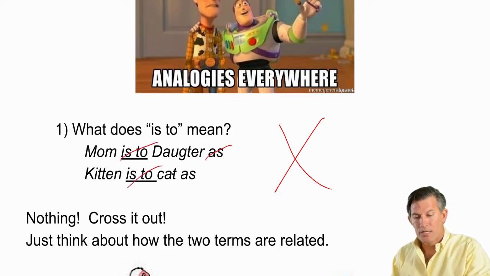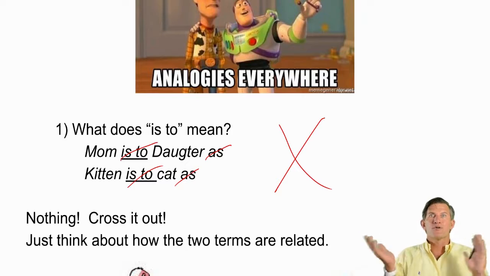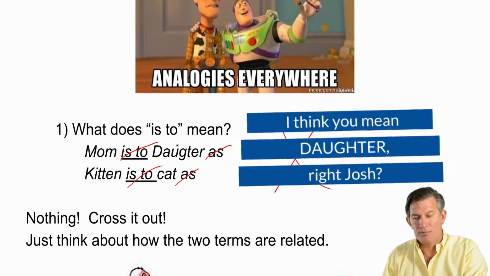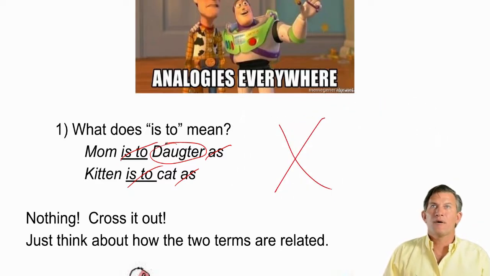Slash, slash, slash, slash. Now, what you want to do is just think about mom and daughter, daughter and mom. Did I misspell daughter? Yes, I did. This is not a spelling test. Okay. You're going to think about how they're related, okay? And then you're going to think about kitten and cat, cat and kitten, okay?